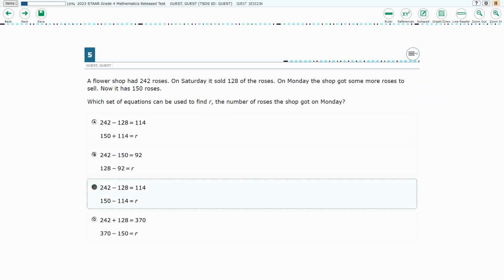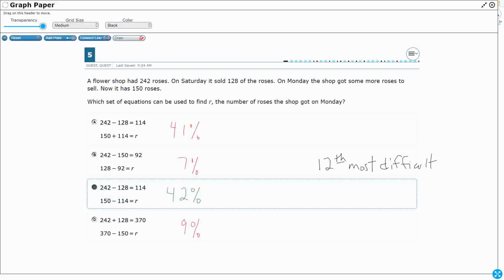See how we did across the state of Texas. So this was difficult. This was the 12th most difficult problem. But take a look. We almost had as many students pick A as we did pick the correct answer of C. Now, take a look. We see here that we've got the same first step, right? The difference here is simply that operation.